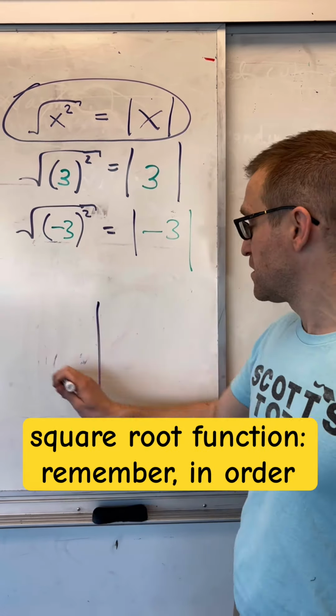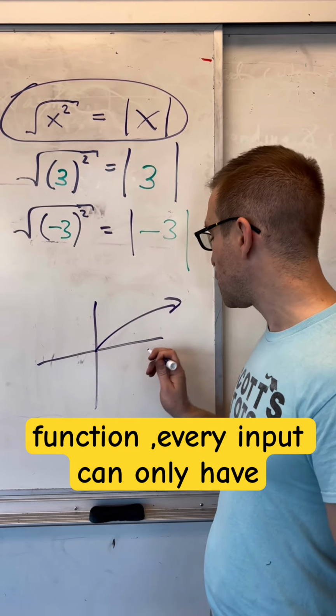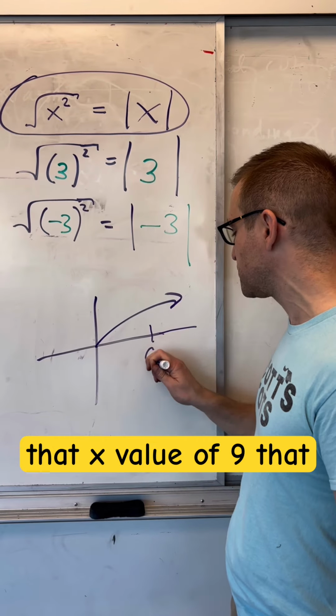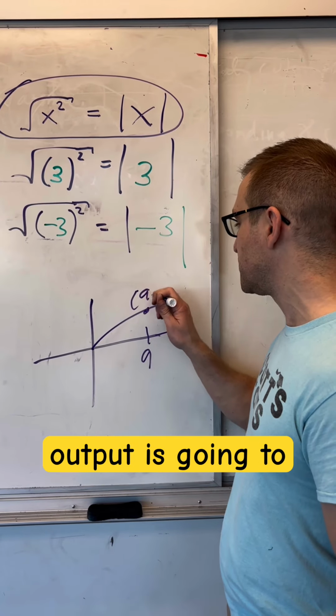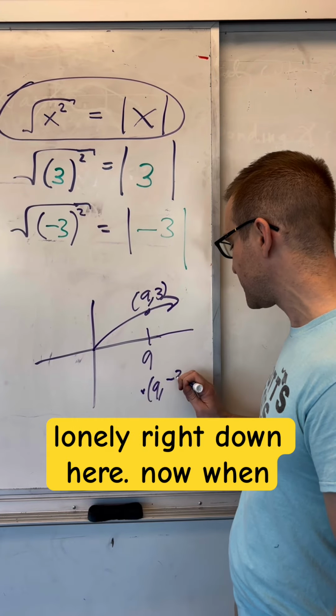Another way you can see why there's only one is to take a look at the square root function. Remember, in order for a relation to be a function, every input can only have one output. So if I input that x value of 9, that output is going to be only 1. It's going to be 3. See, negative 3 is all lonely right down here.